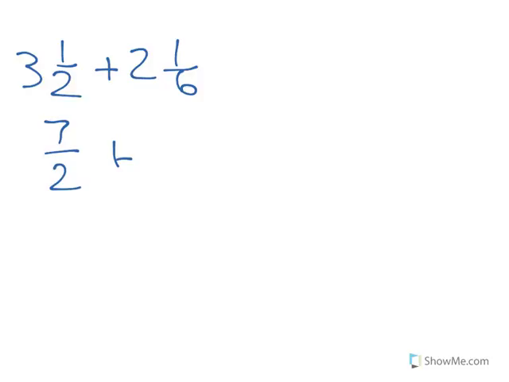So this is going to be 7 over 2. The reason why that works that way is it's 3 times 2 and then plus the 1. 3 times 2 is 6, plus 1 more is 7. And then here it's going to be 2. And here it's going to be 2 times 6, which is 12, plus 1 more. So that's going to be 13 over 6.